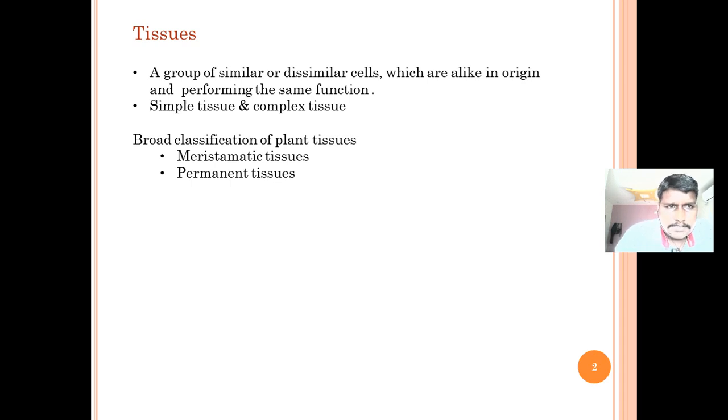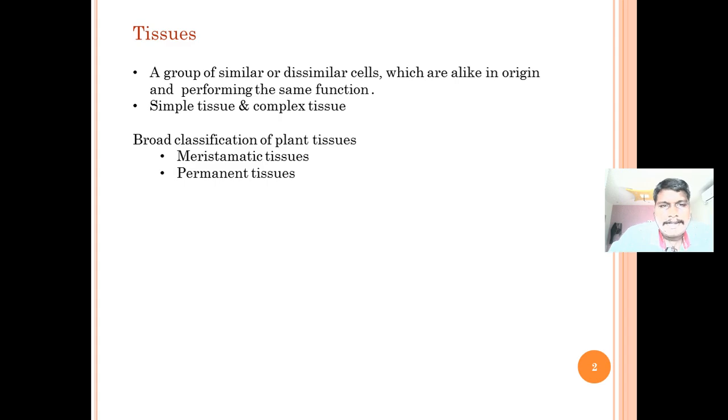So the first thing we will discuss is tissues. Tissues are a group of similar cells which are alike in origin and perform the same function. A group of similar cells, or sometimes dissimilar cells, may perform the same functions. Tissues are classified into two main criteria. One is simple tissue, another is complex tissue. Simple tissues are similar in nature, complex tissues are dissimilar in nature.